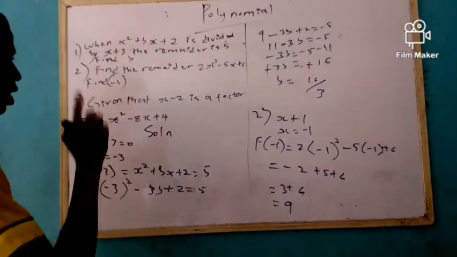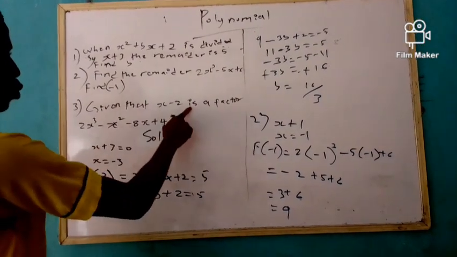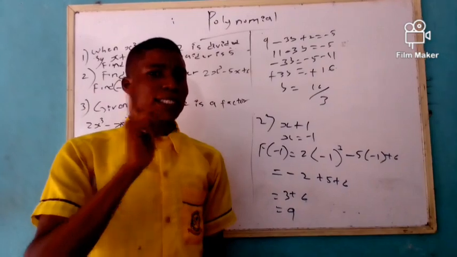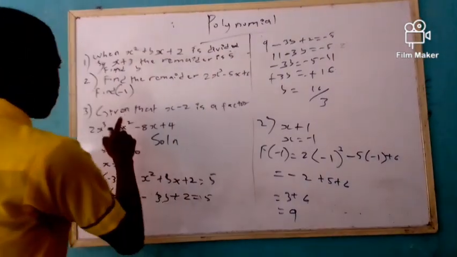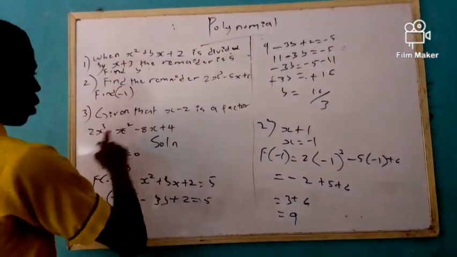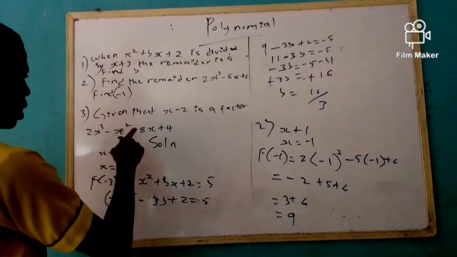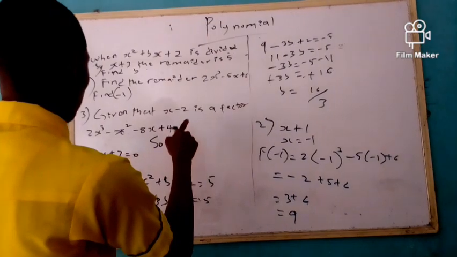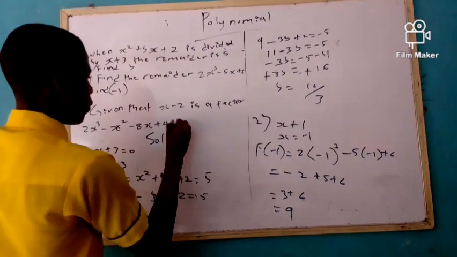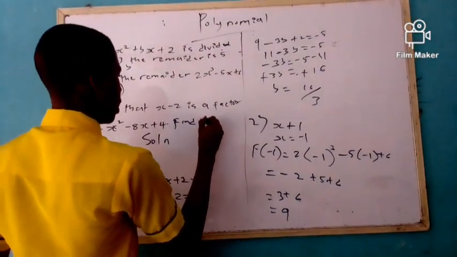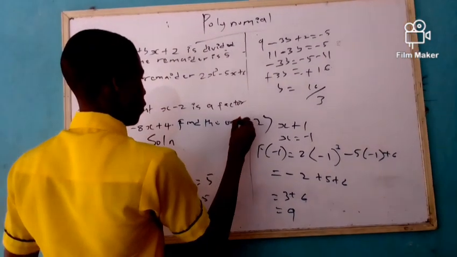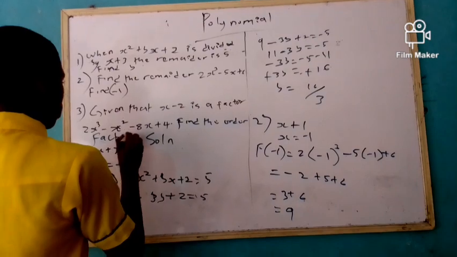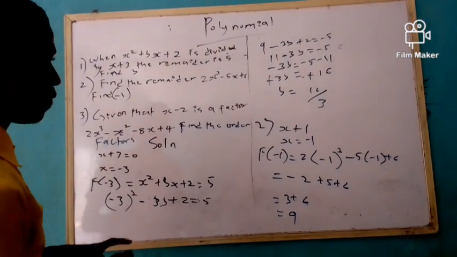So the next question now. They say given that x minus 2 is a factor of 2x cubed minus x squared minus 8x plus 4, find the other factors. I remember I said something about if something is a factor, the remainder will be 0. This is actually very easy.